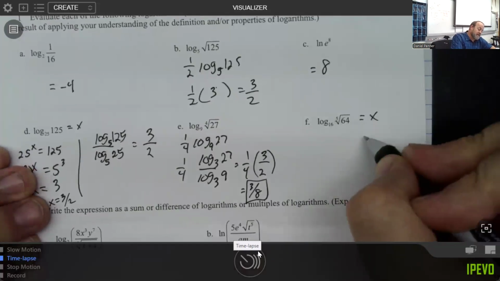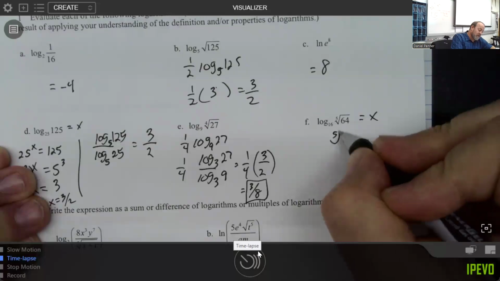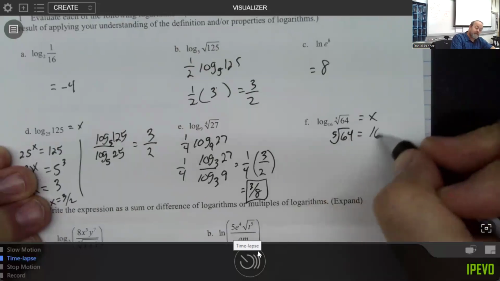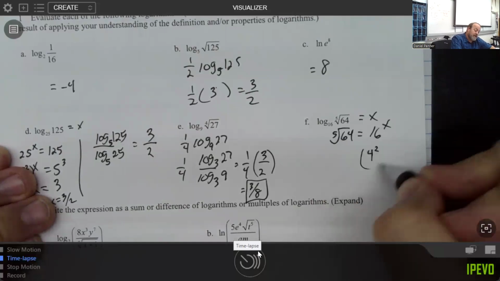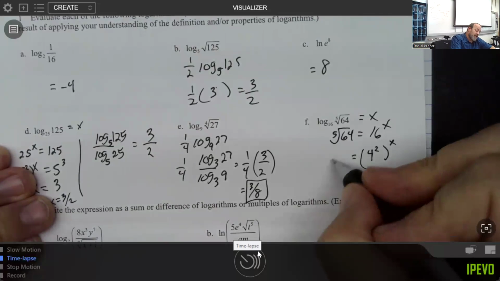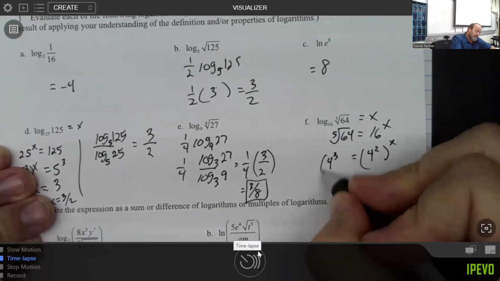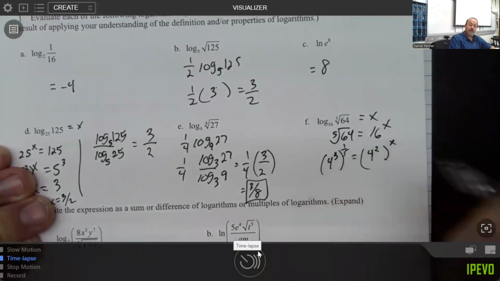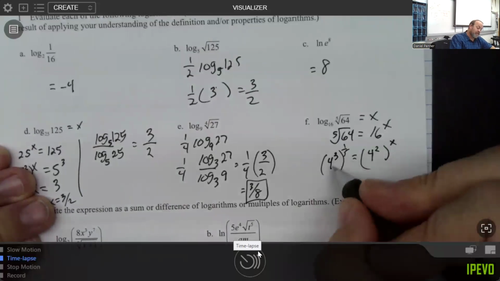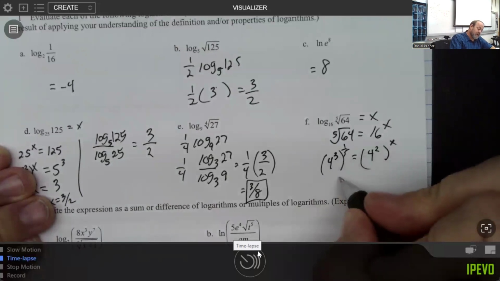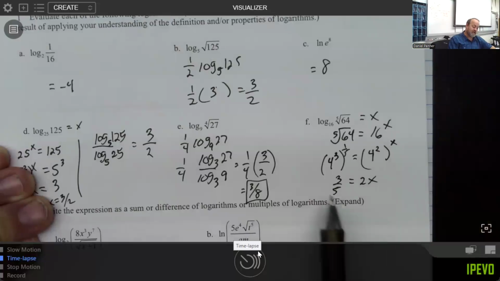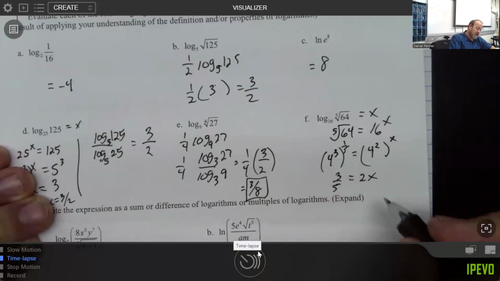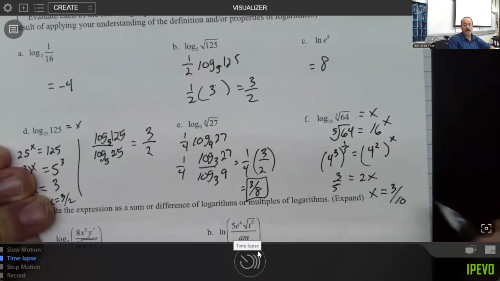And last but not least for this particular video, I'm going to go the other way. I'm going to call this x and say that the fifth root of 64 is equal to 16 to the x power. Now, what I'm going to do is write these as powers of 4, because 16 is 4 squared and 64 is 4 cubed. But remember, a fifth root is a 1/5 power. So 4 to the third to the 1/5 is really a 3/5 power. And that's equal to 2x, because if the bases are 4, then the powers have to match. A little division, and I got 3/10.